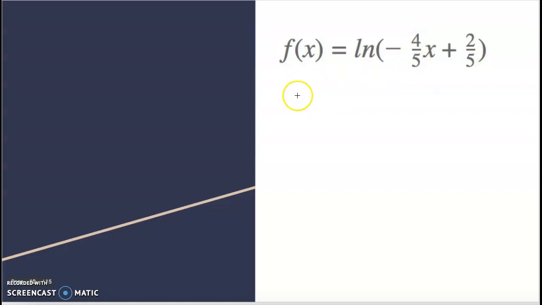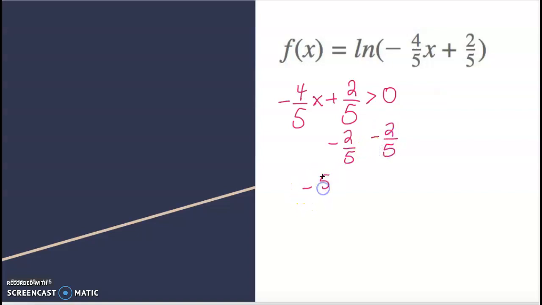Okay, now that we have selected an answer, let's go ahead and double check it. So for logarithmic equations, what you have to do is take whatever's inside of your parentheses and make it greater than 0. And so I set that up. I'm going to subtract 2/5 from both sides, and I get negative 4/5 x is greater than negative 2/5.